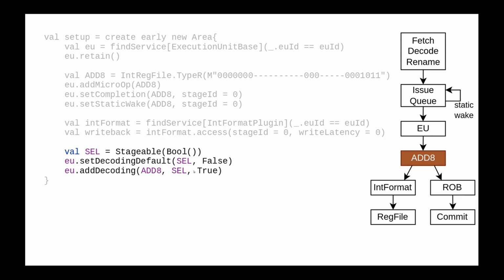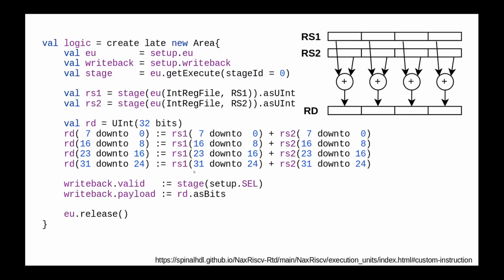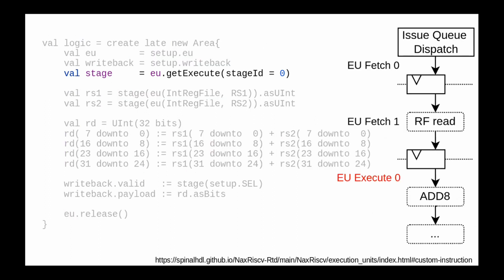And when all of these kind of things are done, we can move to the elaboration phase where we will really generate the hardware related to our functionality. Like, for instance, here, the execution units always have 2 fetch stages to retrieve the context of the instruction, and then 1 or more execute stages.